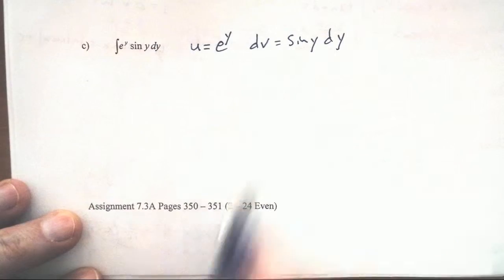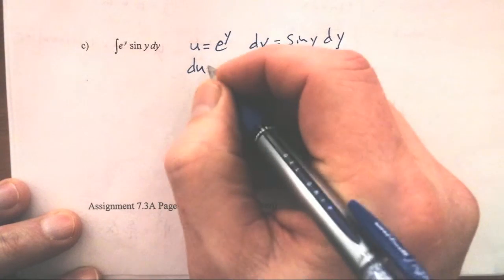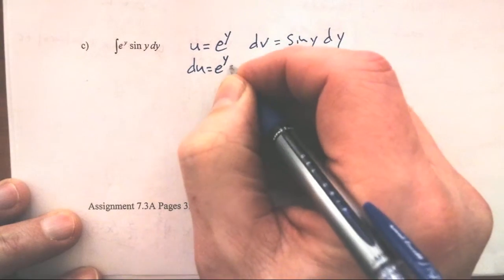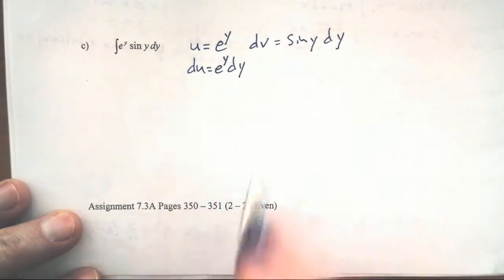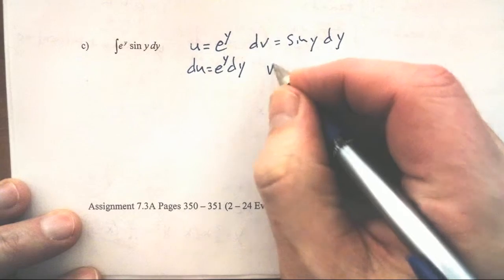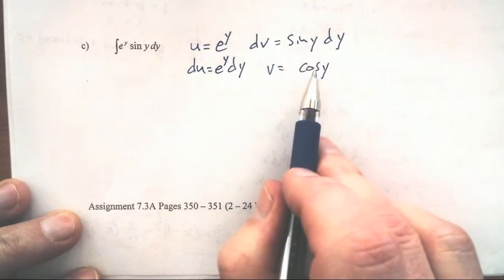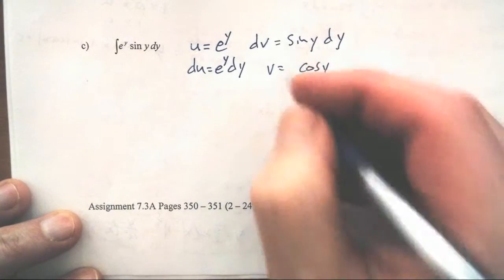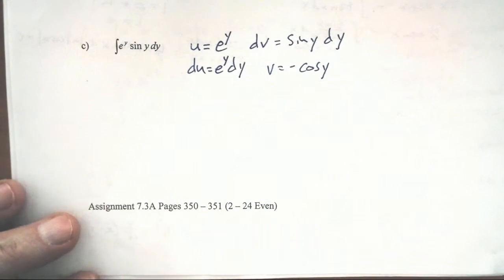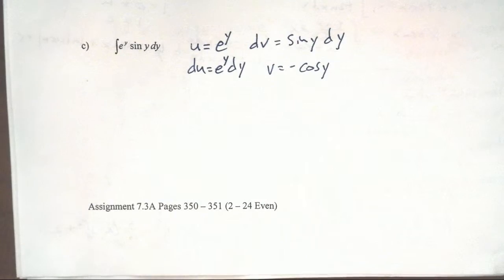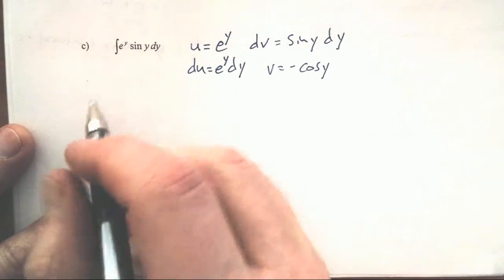If there's a d on the left, there's a d on the right. So du, the derivative of e to the y, is e to the y dy. And the integral of sine, or v, wants to be cosine, but is the derivative of cosine sine? No, the derivative of cosine is negative sine, so I have to do some accounting here. Okay, well, so far so good. Let's see how we do.